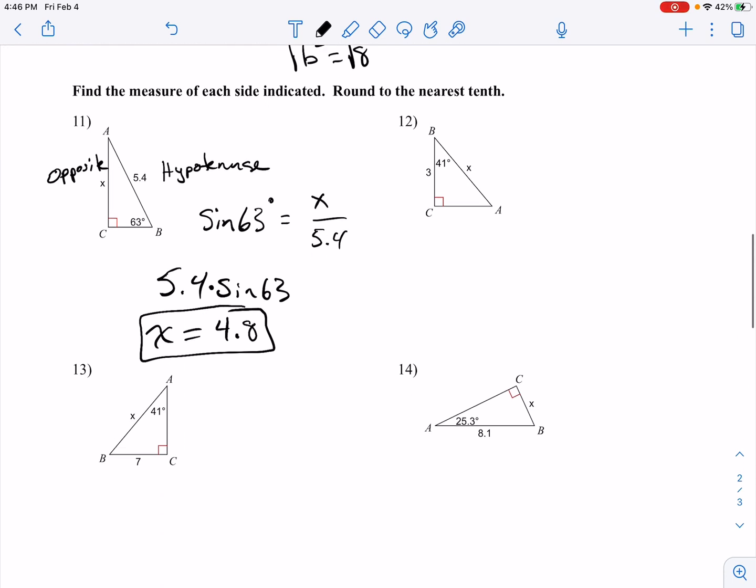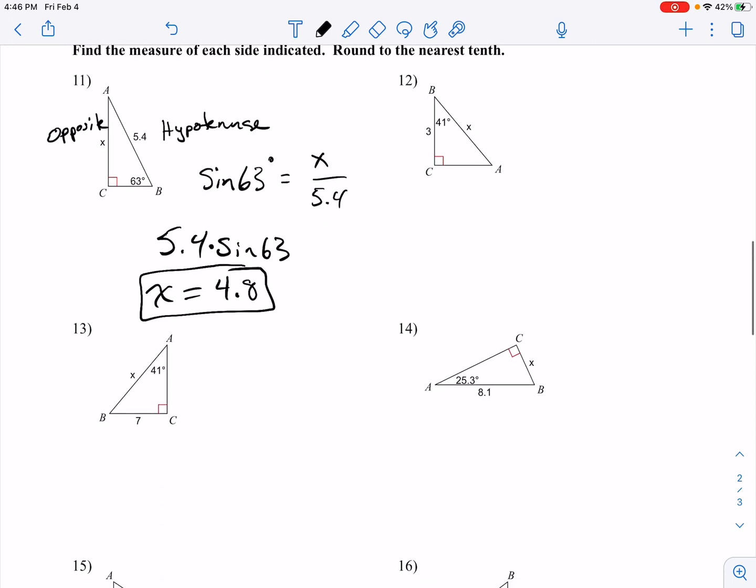Make sure you're doing both the evens and the odds. Don't just fill in the ones I'm doing here on this video.